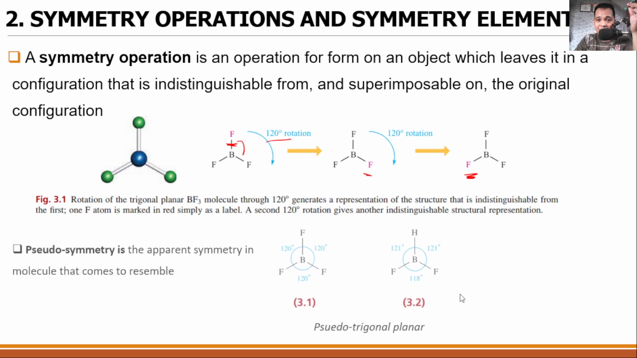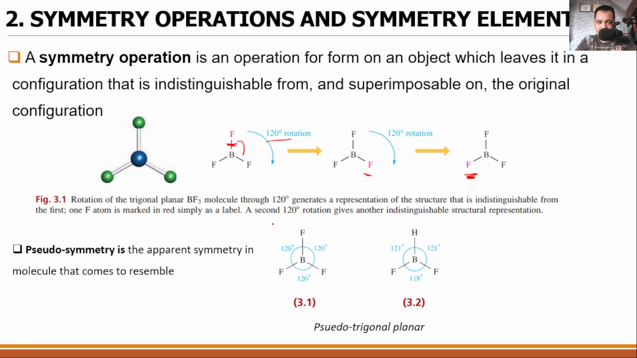We also have the term pseudosymmetry, which is the apparent symmetry in a molecule that comes to resemble another. When we substitute hydrogen for fluorine, the bond angle will no longer be exact per VSEPR theory, however it is still trigonal planar. The same operation can still occur, but it is just a pseudosymmetry.